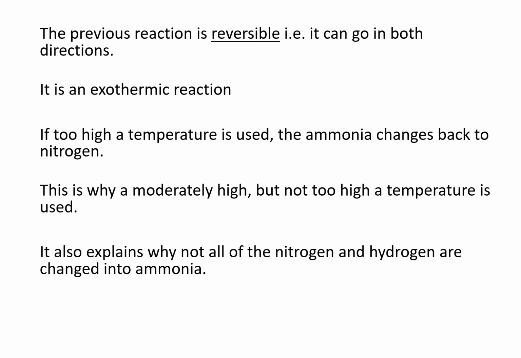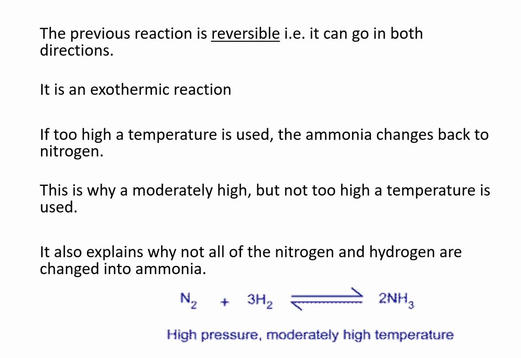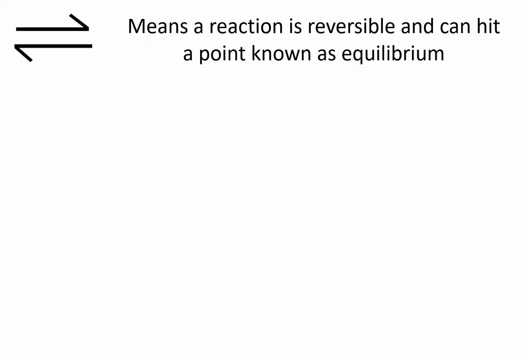It also explains why not all the hydrogen and nitrogen are changed into ammonia, and why it's recycled back, because it's reversible. So we've got this little double-headed arrow that means that the reaction is reversible, but at the same time as we're making the products, they are breaking down back into the reactants again.